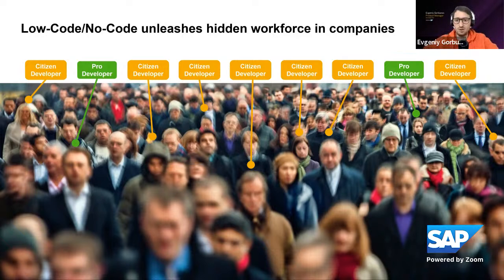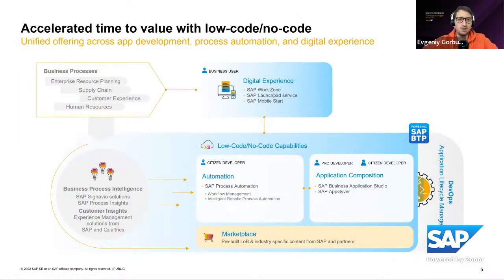But now non-IT personas can independently use low-code and no-code technologies to improve business efficiency and agility of the companies. How does it look in the big picture in our architecture? Yeah, so here we can see that we are bringing multiple topics together.